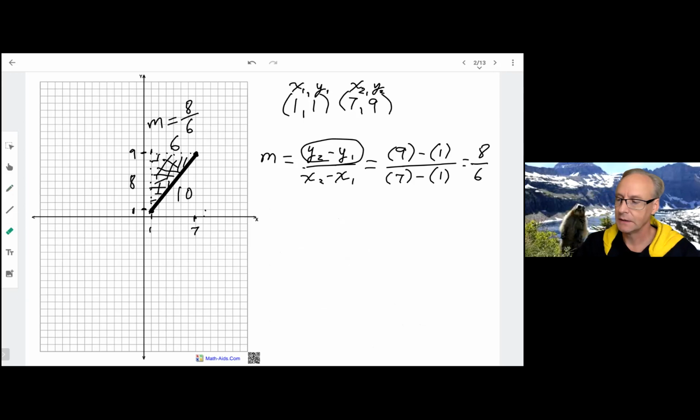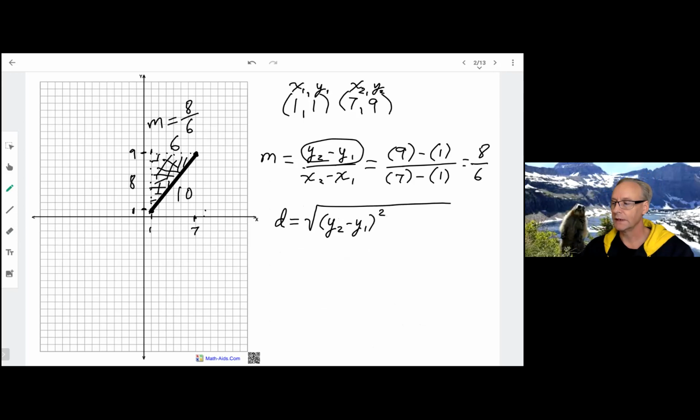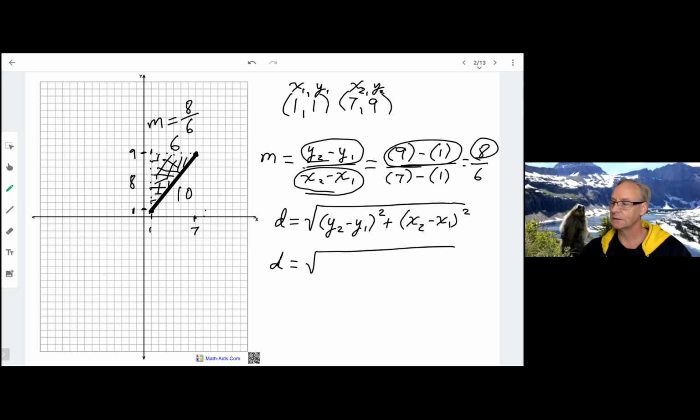The distance formula is basically doing what we just did, but starting out with the answer more or less. The distance between 2 points is the square root. I'm going to write it this way, y2 minus y1 squared plus x2 minus x1 squared. Now, some people are going to see it written with the x's first instead of the y's. The reason that I write the y2 minus y1 first is because I want you to see the connection between the slope and the distance formula. And that's why I didn't reduce my slope, because I already know that y2 minus y1 is 9 minus 1, or 8. And there's my 8.